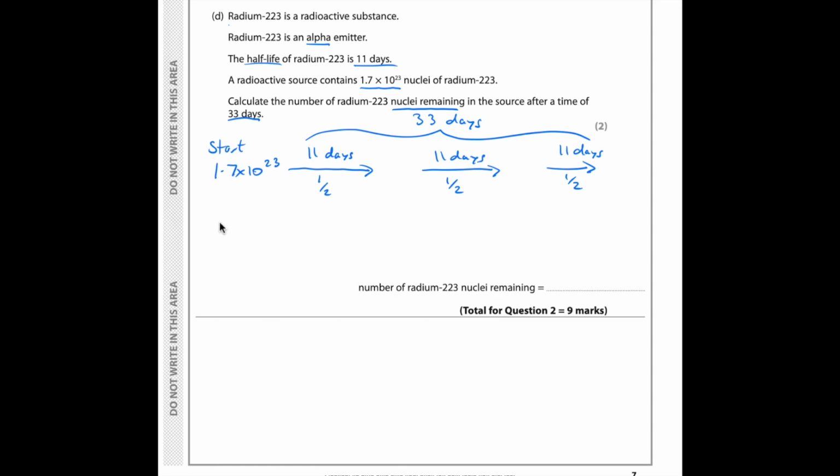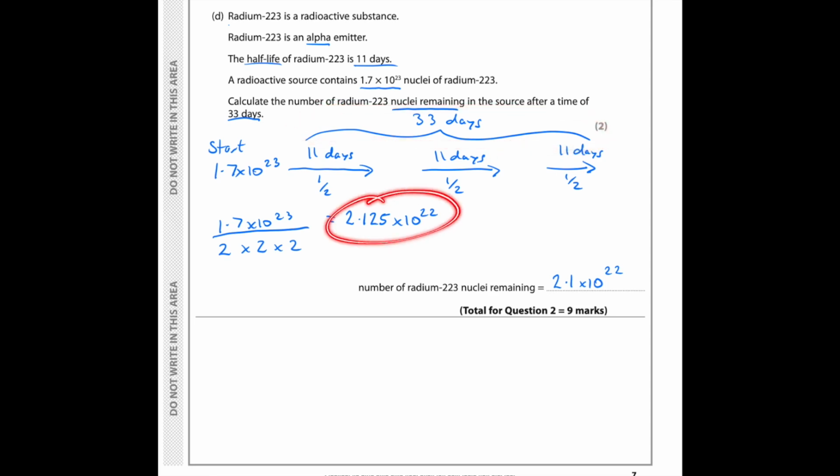So if we take this number and we halve, then a half again, then a half again, that'll give us our answer, which is 2.125 times 10 to the 22. They gave us it to 1 decimal place, so I'll give it back to them with 1 decimal place. 2.1 times 10 to the 22 particles remaining. And that's how I would set it out in the exam. You wouldn't need to do that bit there. To be honest, if you just put the answer, you'll get the full marks.